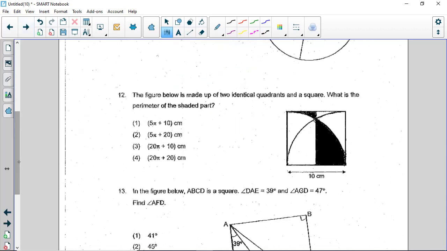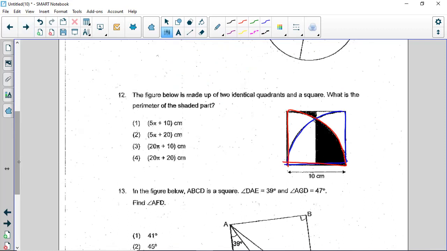Question number 12. What is this? This one looks a bit hard. The figure is made of two identical quadrants. Where are the identical quadrants? There's one quadrant here, and then there is another quadrant, which is the red color. So you have two identical quadrants and there's a square.